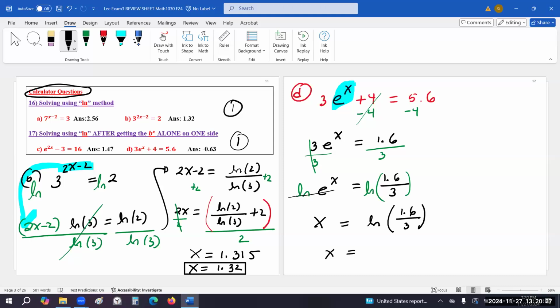And then you go to the calculator. We put ln, and then inside the parentheses, 1.6 divided by 3. Some calculators need the number first and then ln, so make sure you know what your calculator wants. Tell me, what do we have? Negative 0.63.